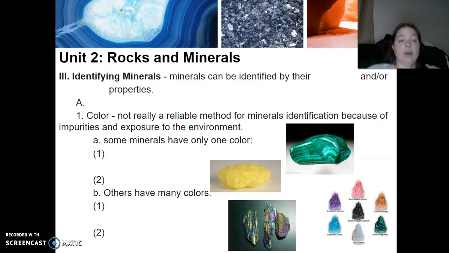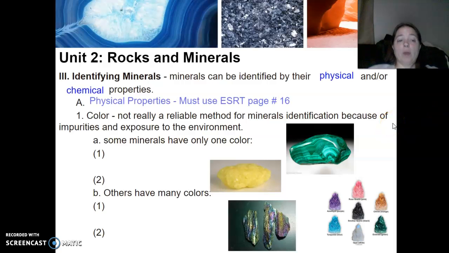Some other ways to identify minerals. There are specific ways, and they can be identified by their physical and chemical properties. Now, if we look at physical properties, you must use your reference table on page 16. It's on the back. This shows you all of the ways to identify a mineral physically. So get out your reference table and look at page 16.